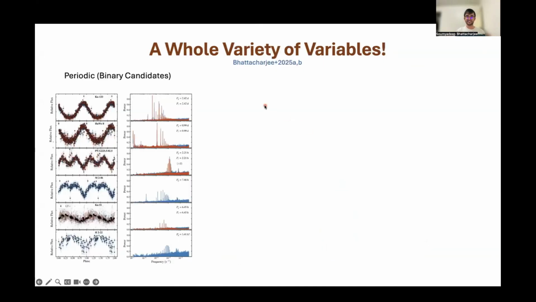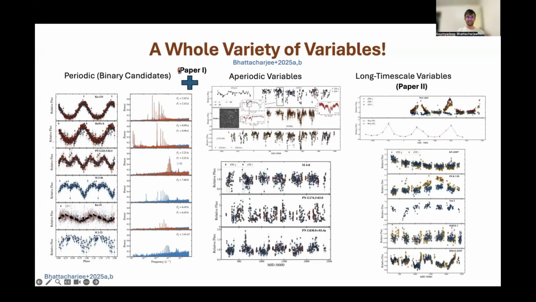The result of this search was the discovery of a whole variety of variables. Firstly, we discovered several short period post-common envelope binaries with light curve periods of a few hours to a few days. But the remaining bit was extraordinary because we found all these different kinds of variables, such as this object, which shows these dips, objects showing outburst, or sources which are varying over the whole ZTF baseline of 6 years. For example, this one, or these objects which are varying over timescales of months.